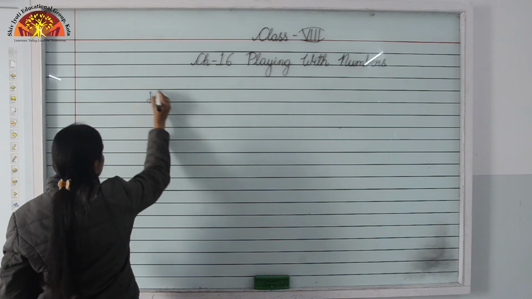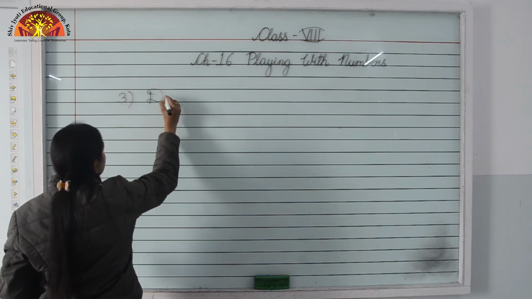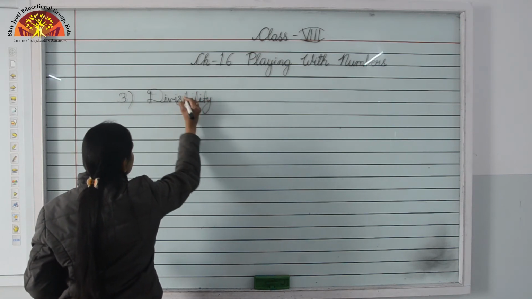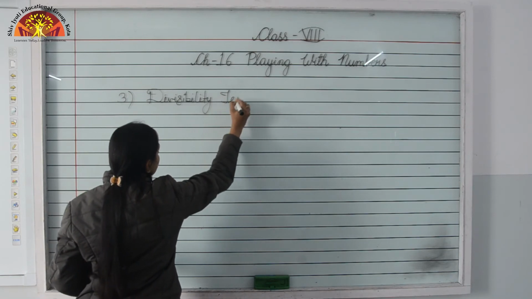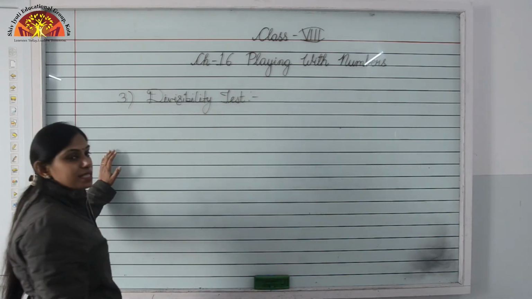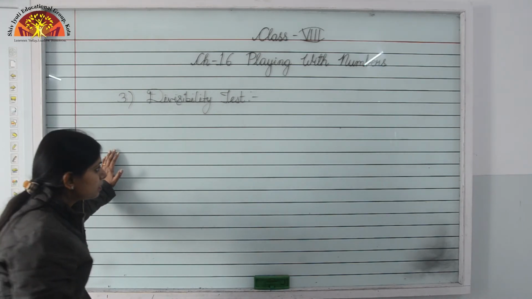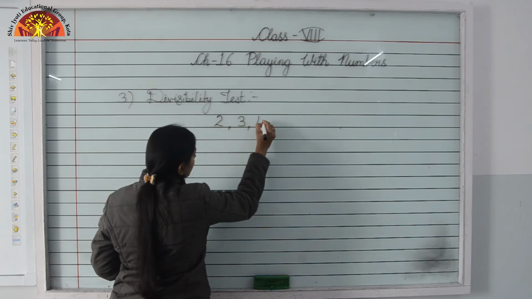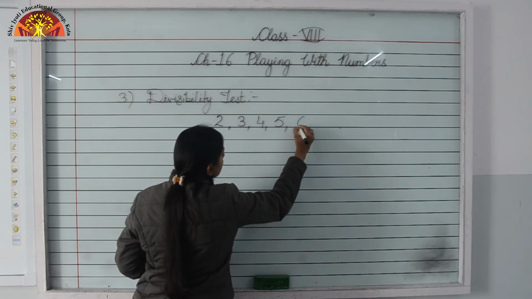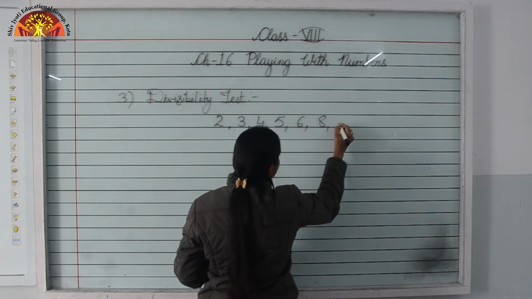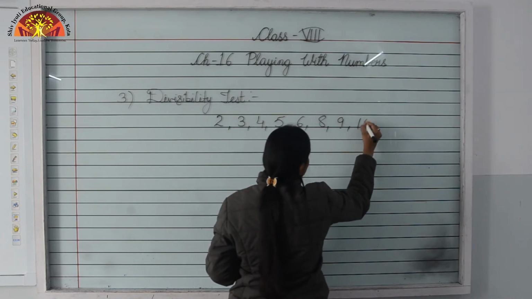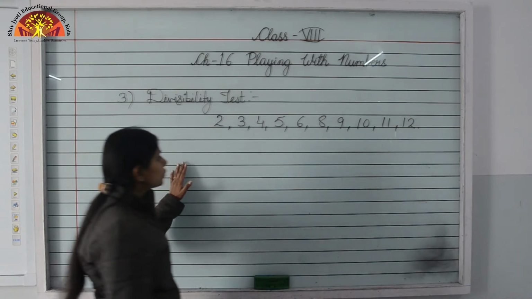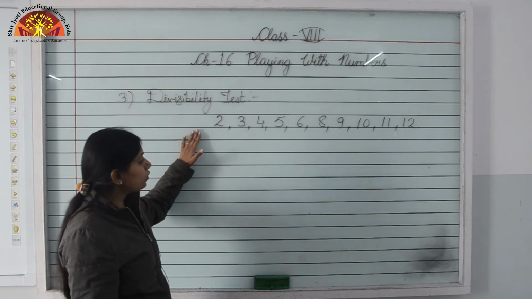Now we are just talking about a third topic, that is divisibility test. In this we'll learn about the divisibility of different numbers. So we'll talk about divisibility of 2, 3, 4, 5, 6, 8, 9, 10, 11 and 12. Is it clear? So first we'll talk about the divisibility of 2.